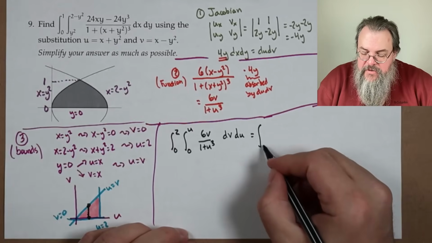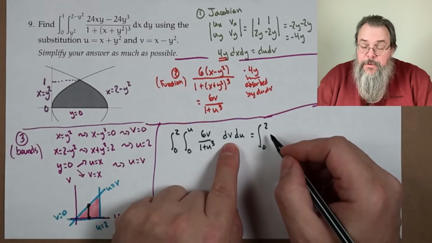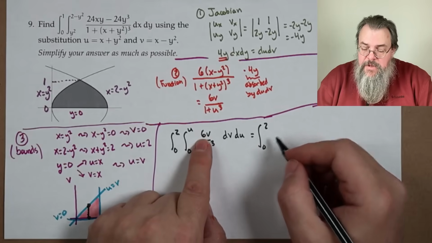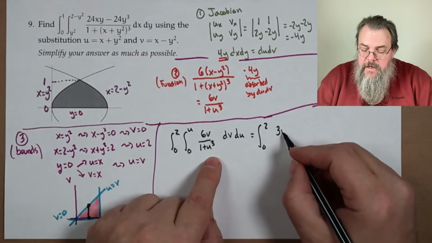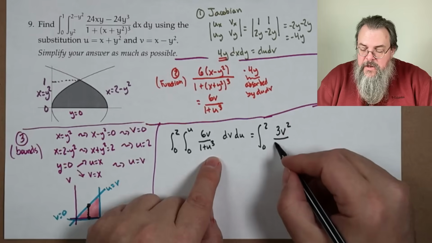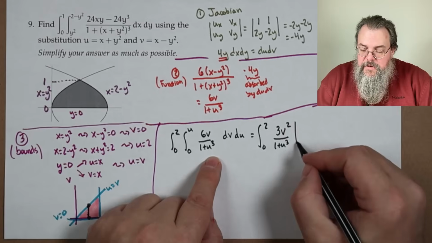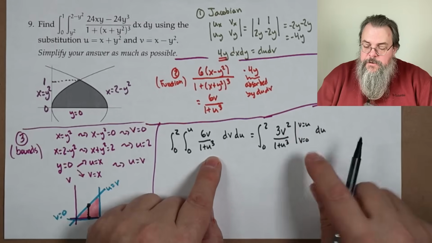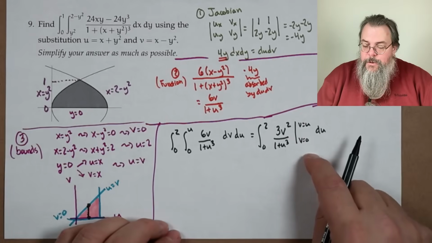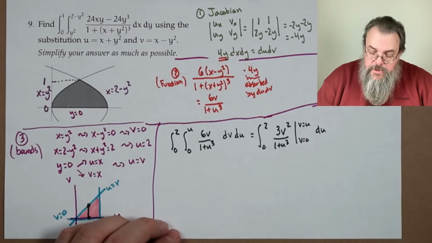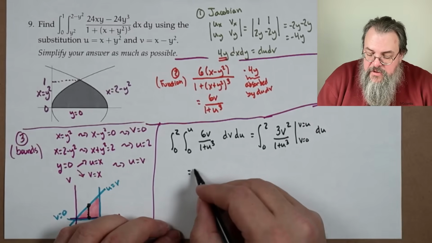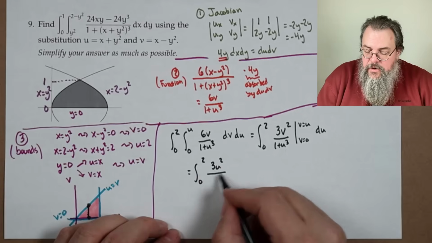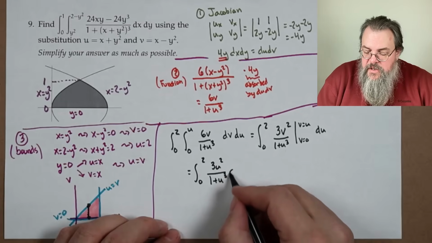So this becomes the integral from 0 to 2. When we integrate with respect to v, the 1 plus u cubed stays as is. The integral of 6v becomes 3v squared over 1 plus u cubed. And we're evaluating from v equals 0 to v equals u. Well, when you plug in 0, you get 0. Nice. Plug in u, you get u, right? So this becomes the integral from 0 to 2 of 3u squared over 1 plus u cubed du.